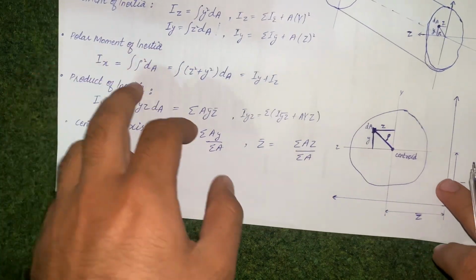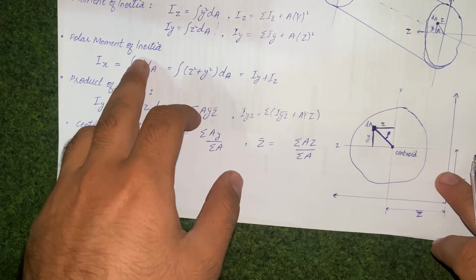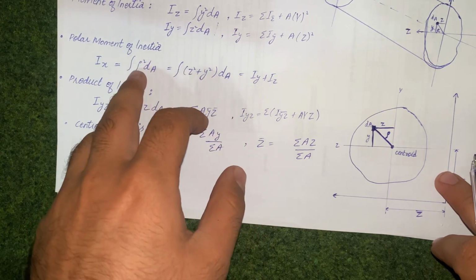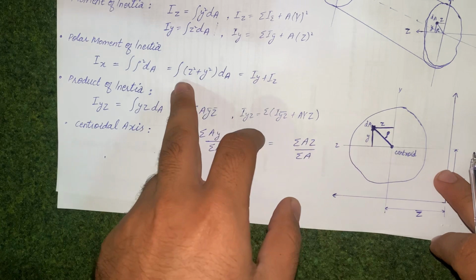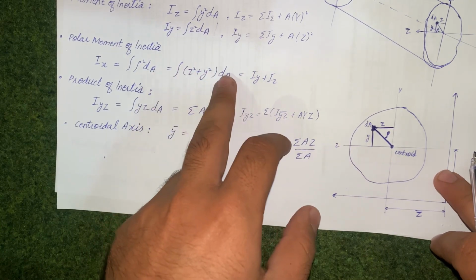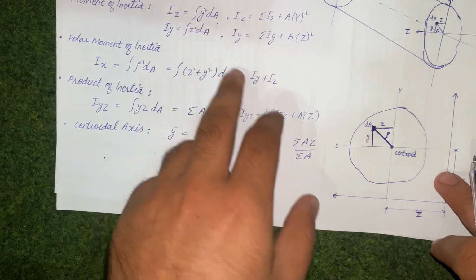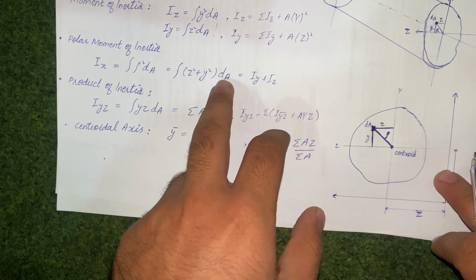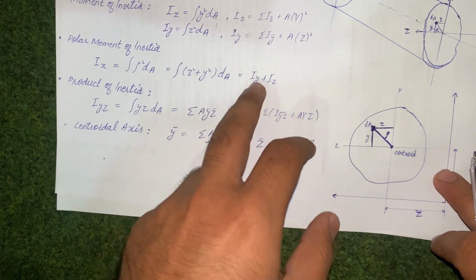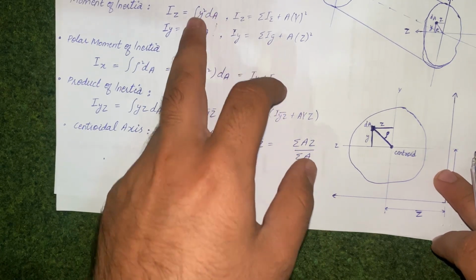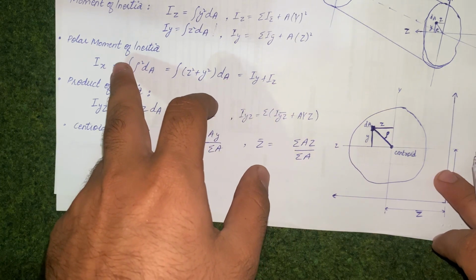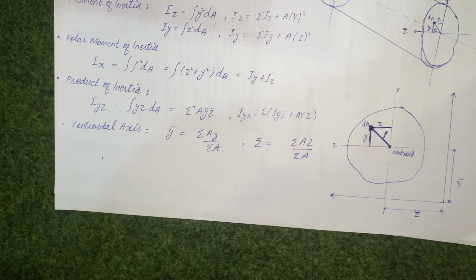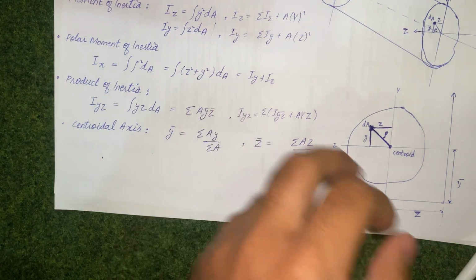Here is the mathematical expression of the polar moment of inertia: integral rho square dA. Here rho square will be equal to z square plus y square. When we integrate it, if you multiply dA with z square and y square, it becomes Iy and Iz. So in simple words, polar moment of inertia is equal to moment of inertia about the y-axis plus moment of inertia about the z-axis. So this was the polar moment of inertia.